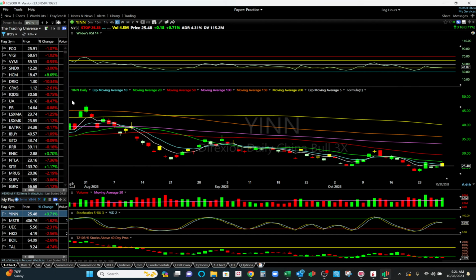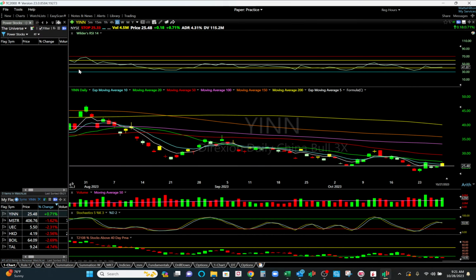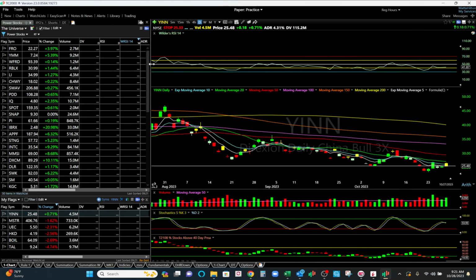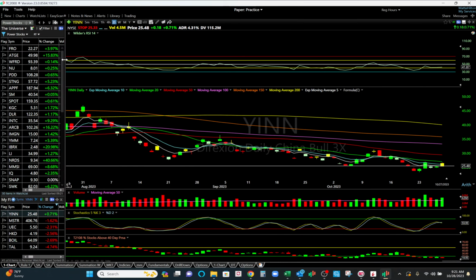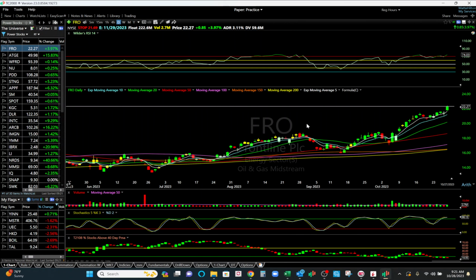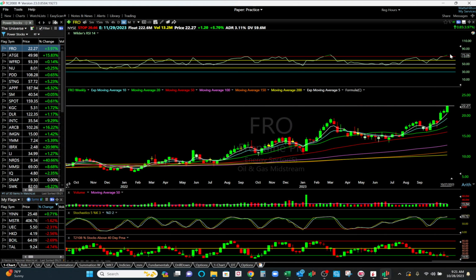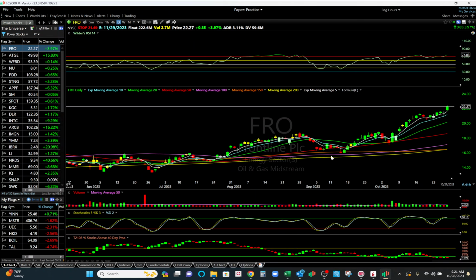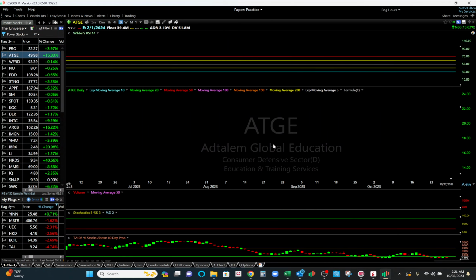We will check some power stocks here. Again, I'm not going long anything, even the oil stocks that seem to be showing some strength. FRO, this is in an uptrend. All the moving averages are aligned. It's in the power zone now on the weekly. That's a good, good stock. This is a good breakout. I'm not playing it.